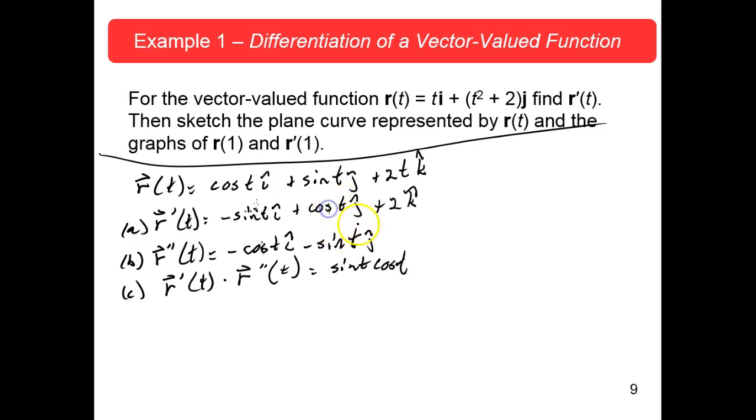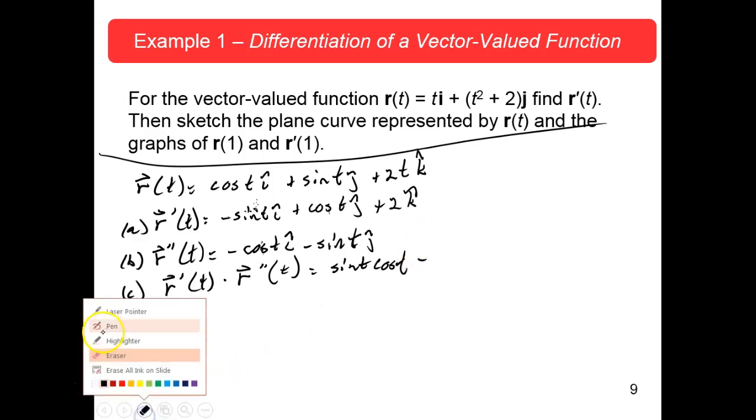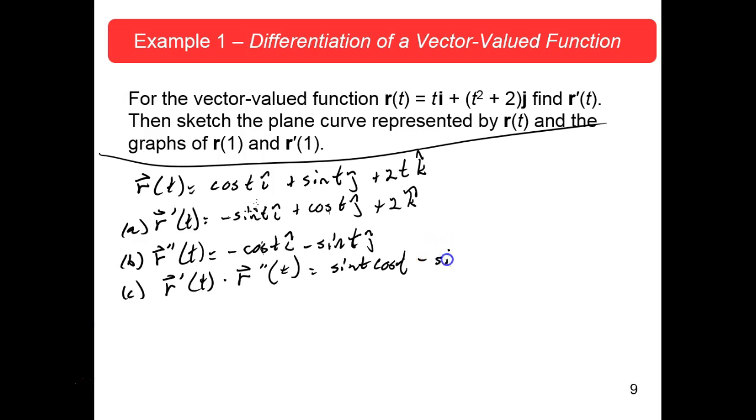Then add to it the product of your next ones. And what would that be? Negative sine T cosine T. And then the Z component is 2 times 0, and that's 0. Well, guess what these add to? 0. Scalar 0, by the way, because this dot product gives you a scalar answer.